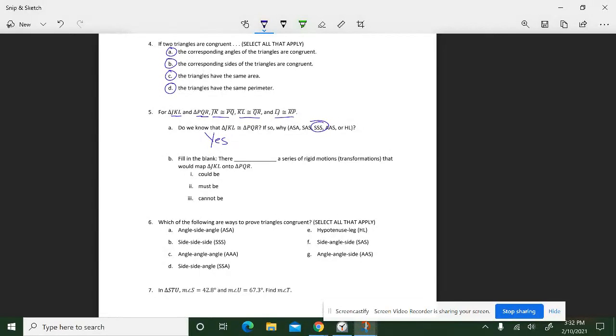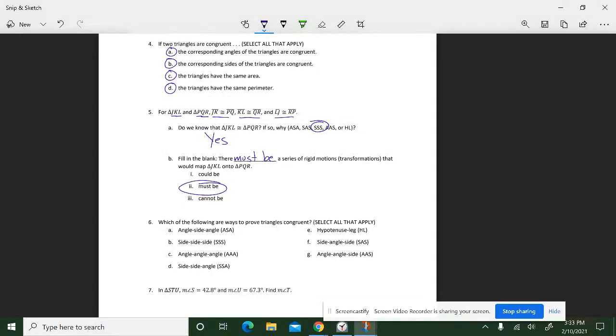Then for part B, we said there must be a series of rigid motions. So rigid motions would be translations, reflections, and rotations. Whenever you have 2 congruent shapes, there must be some way to do a set of translations, rotations, reflections that take one shape and get it so it lines up perfectly with the other shape, so that all the sides and angles match up.